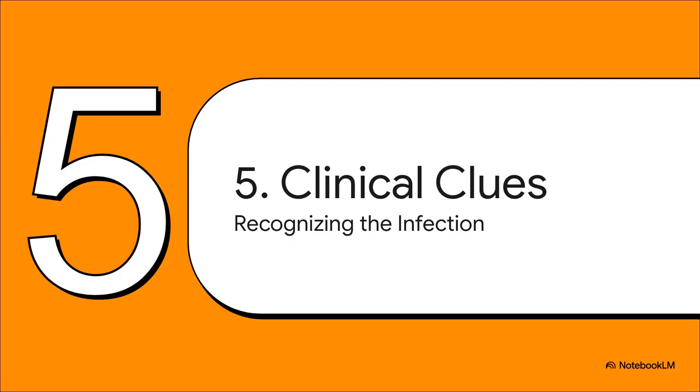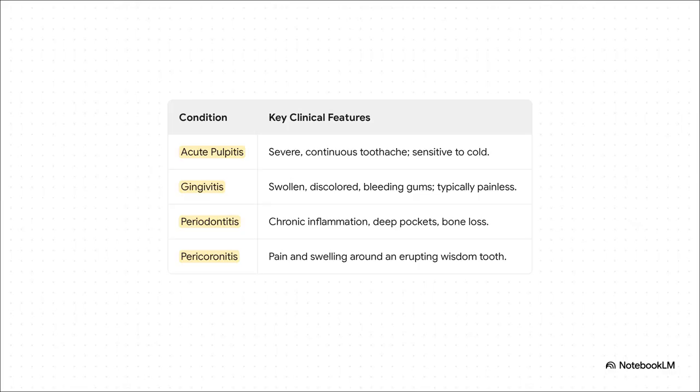Now for the part that really brings it all into the clinic. How are you going to recognize these infections when a patient is sitting in front of you? And what are the big systemic risks you need to have on your radar? Think of this table as your clinical cheat sheet.